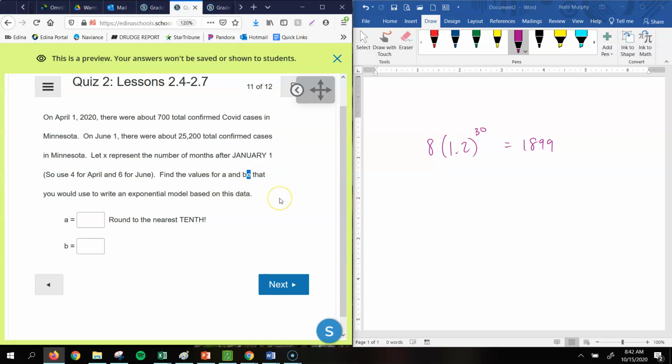Again, I made this video right after making the quiz, so obviously there are a few typos in here that I'm going to have to go back and correct. But anyhow, we want to find the values of A and B. So here's what we know.